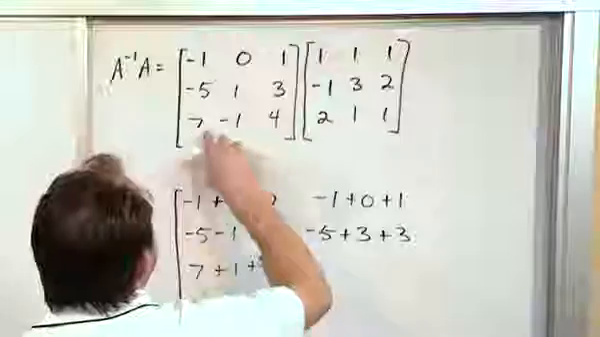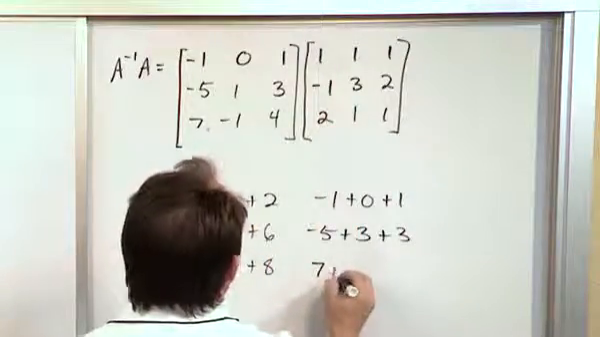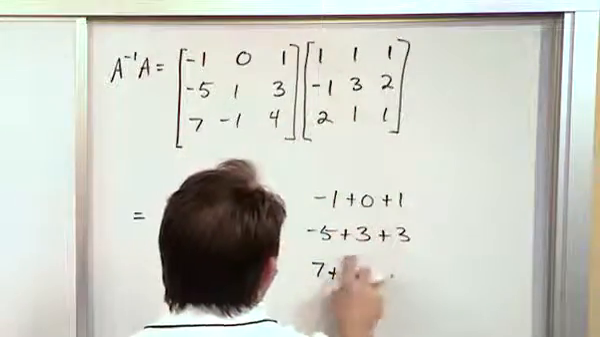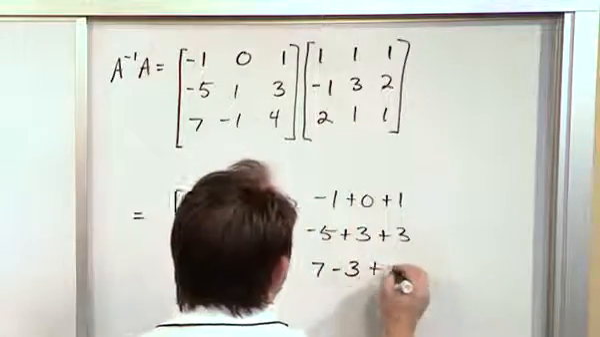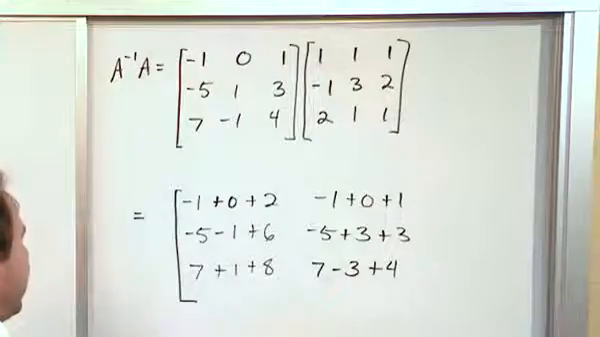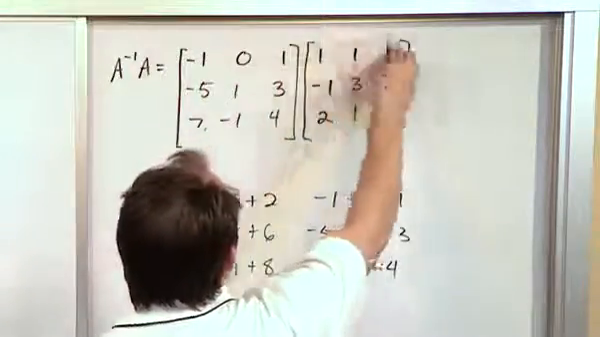Now let's go over and down again. 7 times 1 is 7. -1 times 3 is -3. So we'll do it as -3. And then 4 times 1 is 4. So that gives us the second column. And then finally we'll do the third column over and down.